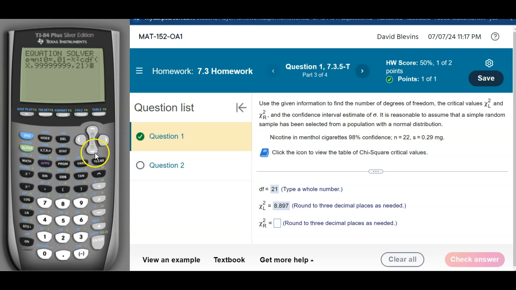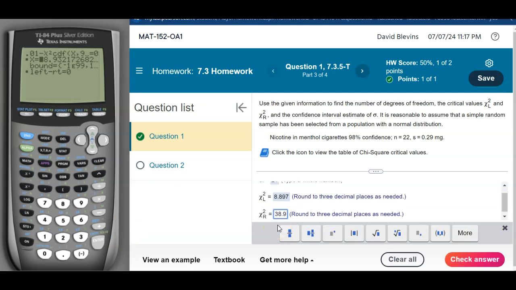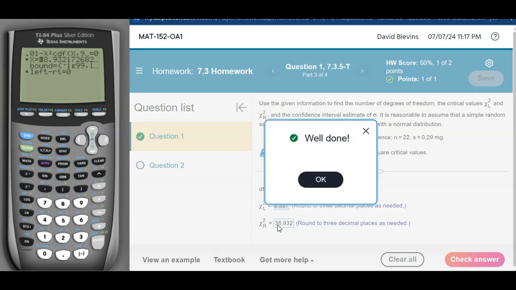I'm going to press down. It wants my guess. It's just giving me the same number that it came up with before, but it's going to be to the right of that. So again, I'm just going to put in 20 and let it go from there. So alpha enter. Once it's done thinking, it's still spinning over there on the top right corner, it gives me this number, 38.932, to 3 decimal places.